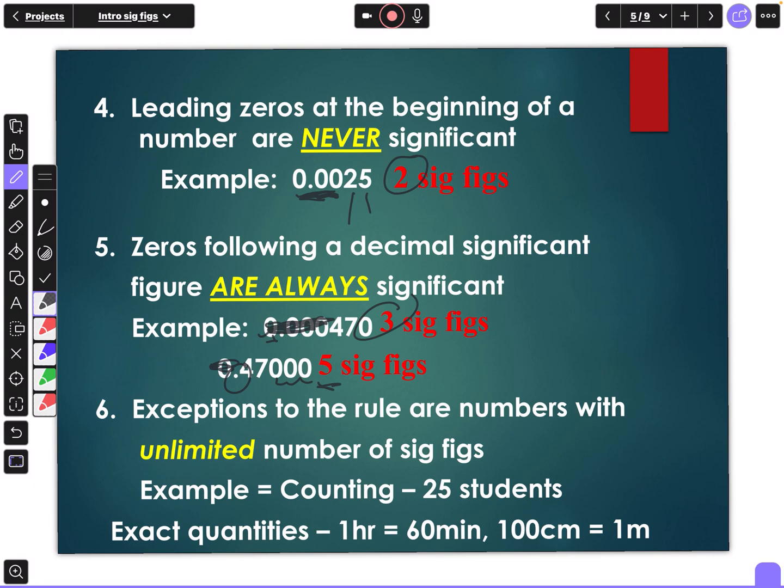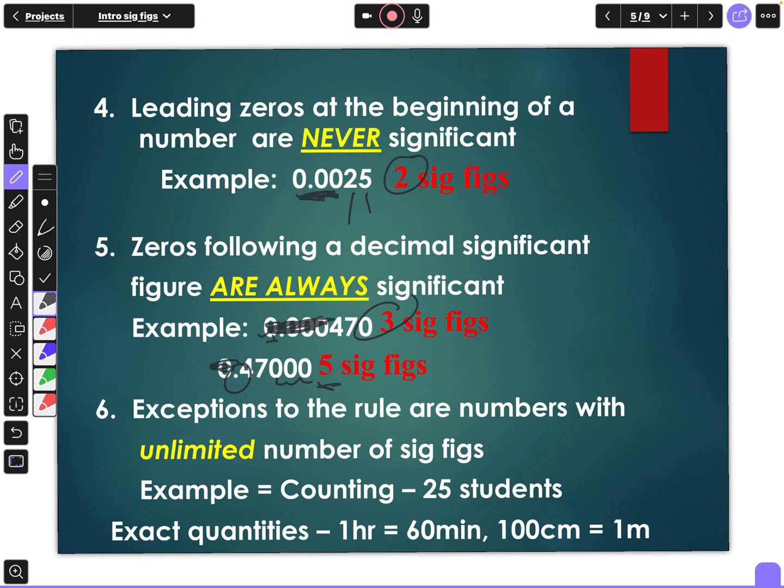All right, exceptions to the rule are numbers with an unlimited number of sig figs, and that's if you count something like 25 students, we say that's an unlimited number of significant figures, or exact quantities like 1 hour equals 60 minutes, 100 centimeters equals 1 meter. So that's our only exceptions to the rules there. Our significant figures would be unlimited.